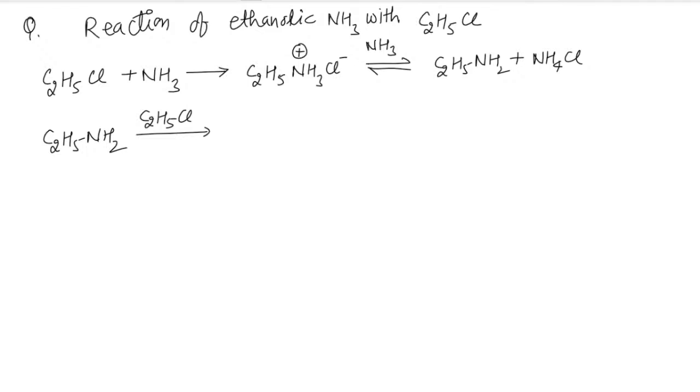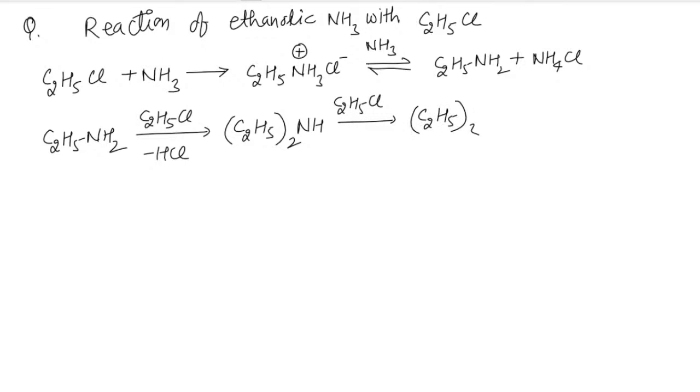So in the second phase, it gives diethylamine, with removal of HCl. Then the next molecule can be added. So we get triethylamine, and at the end one more ethyl chloride is added.